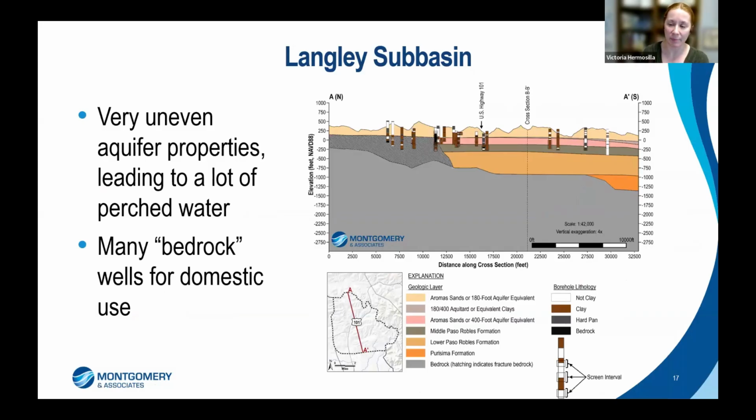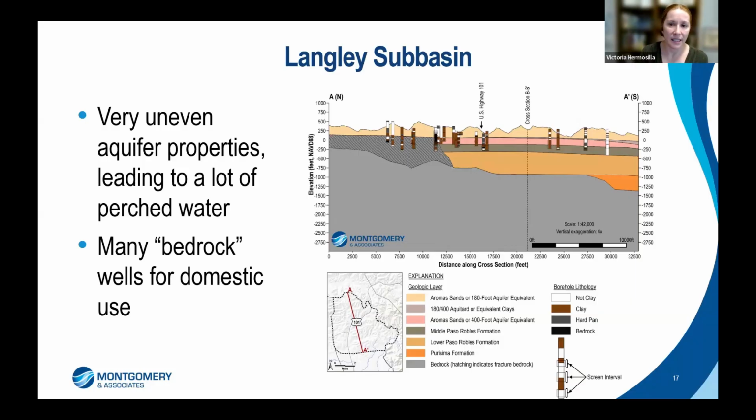Moving to the Langley subbasin, this is a very unique subbasin because it has very uneven aquifer properties, which leads to a lot of perched water. So this is an area where if you look at those wells that are along this cross section here, you're going to see that gray symbol denoting hard pan. So the Aromas sand, which really dominates the Langley subbasin, has these hard cemented areas within the formation that perch water. And so the groundwater levels throughout the Langley subbasin are very difficult to relate to one another. And so we wanted to really denote that in this cross section.